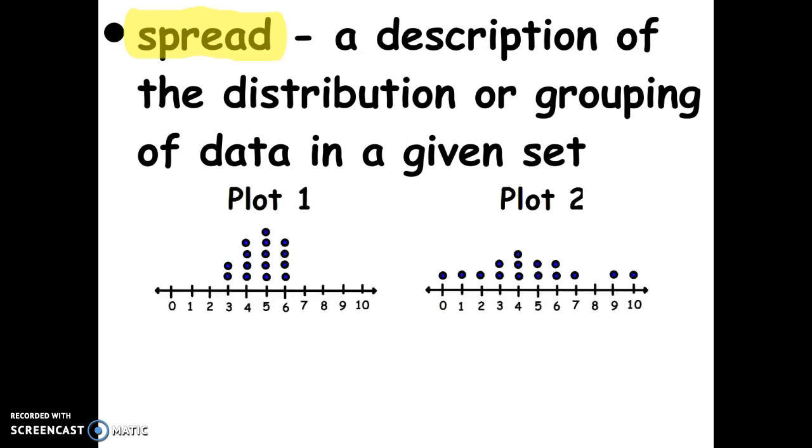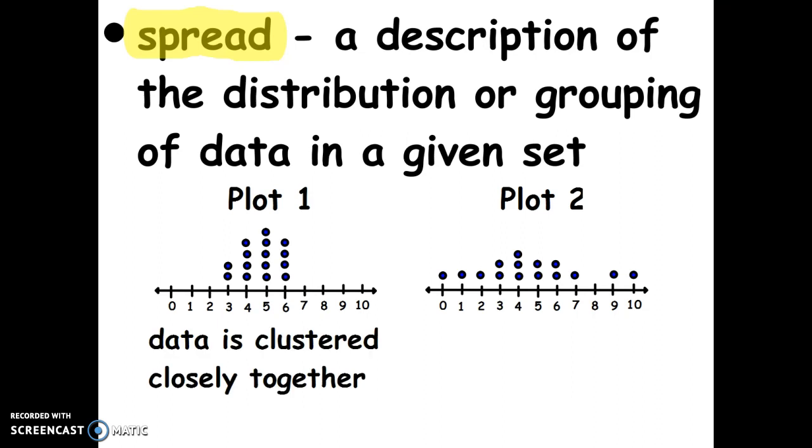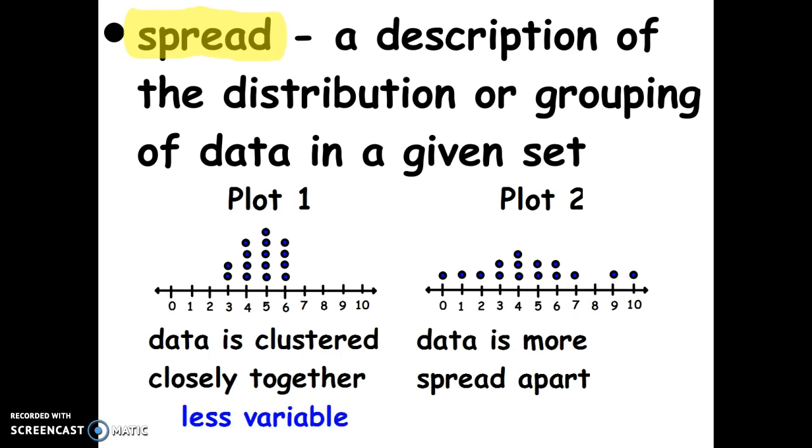So here we are given two different dot plots. This first dot plot, the data is clustered closely together. And on the second plot, the data is more spread apart. So we would say that for dot plot 1, it is less variable, and dot plot 2 is more variable.